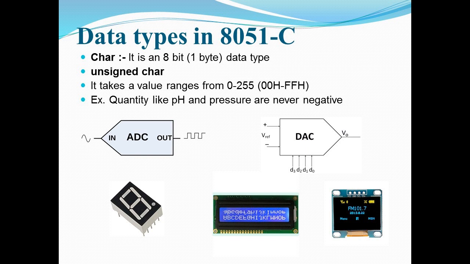Similarly, if you want to generate only positive waveforms, you can give all those positive values to the digital to analog converter so that you will get a positive waveform. Let us say in my application I am interfacing an LCD and an OLED display. In these cases I have to send data as well as commands to them. All these commands or data are positive in nature.